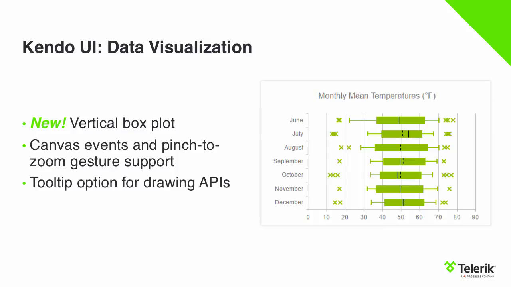One of my favorite parts of Kendo UI is its rich set of data visualizations. In this release, we've added a new chart type. The vertical box plot is useful for comparing distributions between different sets of numerical data. Let's take a look at these features in action.